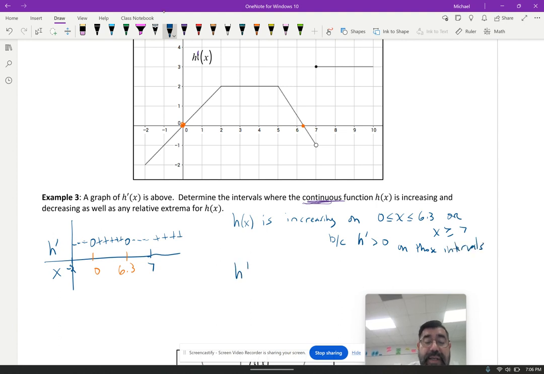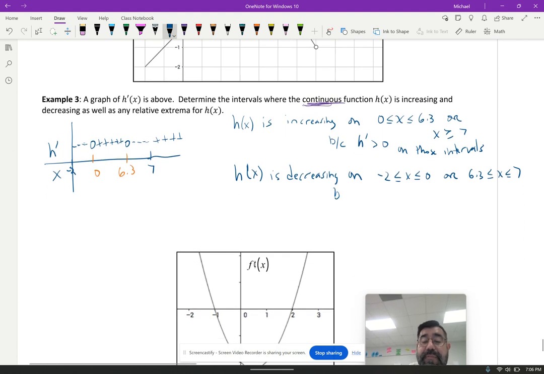And then we can say h of x, not h prime, h of x is decreasing on -2 less than or equal to x less than or equal to 0, or 6.3 less than or equal to x less than or equal to 7, because h prime is negative, less than 0, on those intervals.